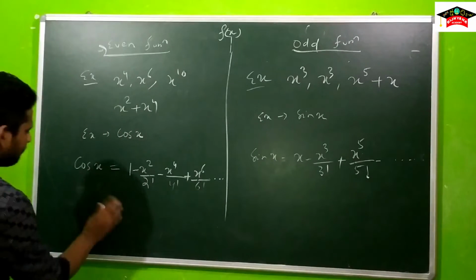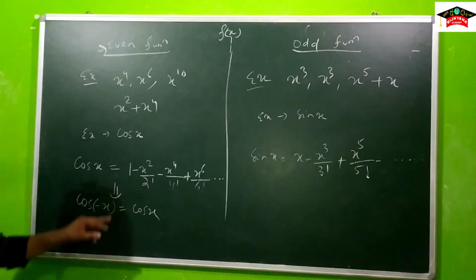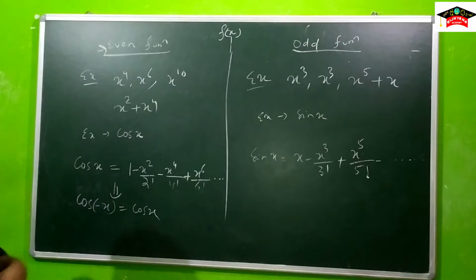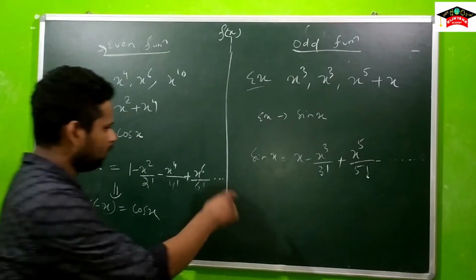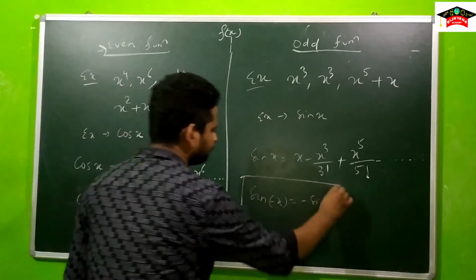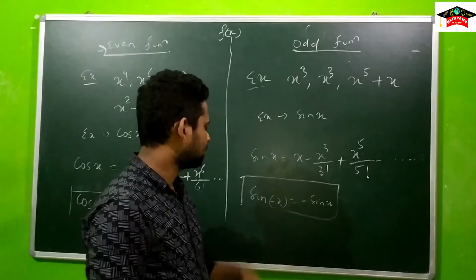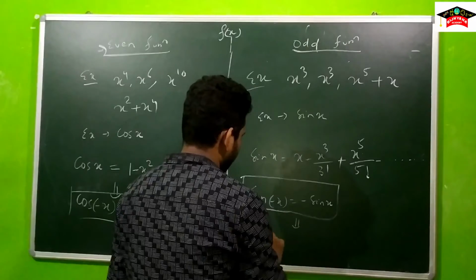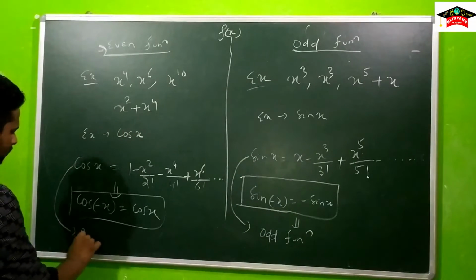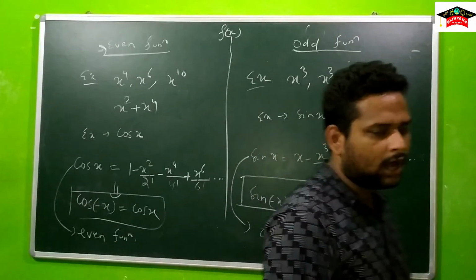So here you can easily see cos of minus x equals cos x. If you put minus x, the value is unchanged, because the even power of minus x is the same as the even power of plus x. Here we can say sine of minus x equals minus sin x, because we are getting an extra minus sign from each term if you put x to minus x. This is the condition for an odd function, and this is called an odd function. So sin x is called an odd function and cos x is called an even function. These are the basic ideas about what an even function and an odd function are.